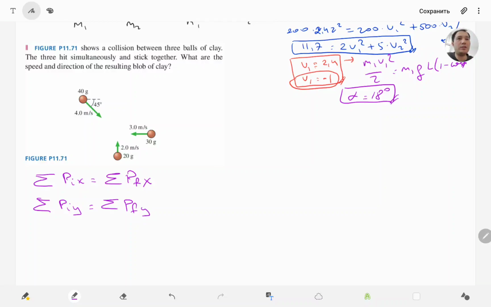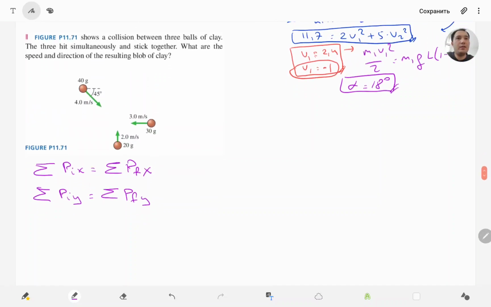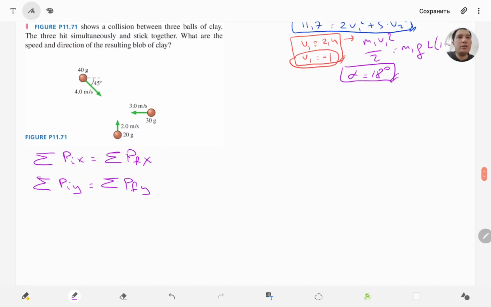So let's do this example. As you see in this figure, we have a collision between 3 balls. We have 3 balls, mass given, initial velocity given. The 3 hit simultaneously and stick together. They collide at the same time and become one object. What are the speed and direction of the resulting blob?